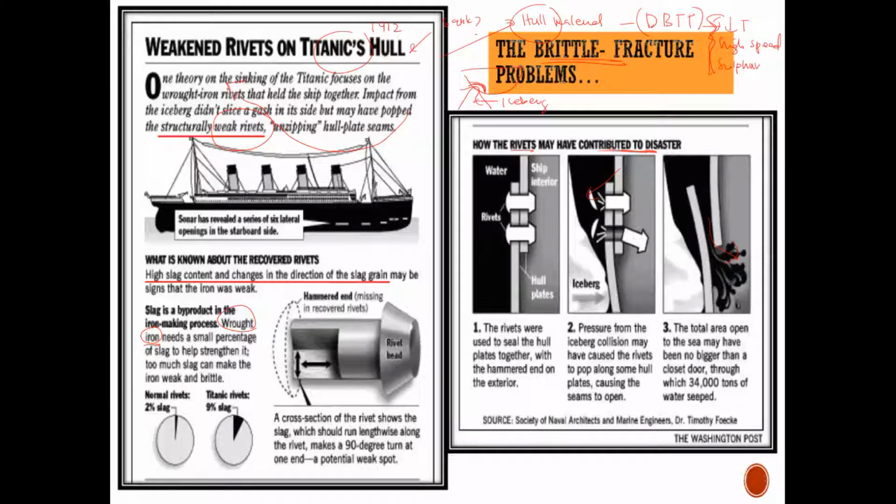So both theories are due to the brittle fracture problem. For the hull itself, it experienced this DBTT, which is ductile brittle transition temperature, because of this low temperature. So you can see here how this rivet contributes to the disaster, the phenomenon here, right? And next slide.